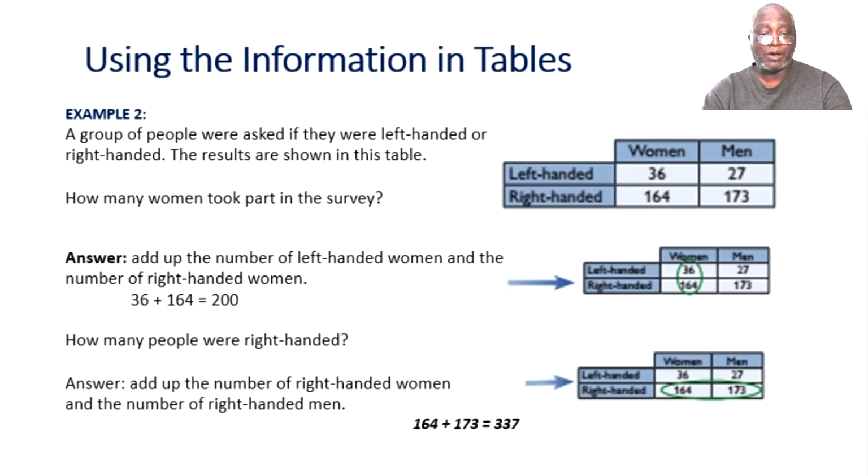How many people were right-handed? How many people, not women, but people? Then all you need to do is look at the bottom row and you will see the two numbers for women and men, 164 and 173, which is a total of 337. You begin to see how important the table is and how useful it can be. Here are some practice questions.